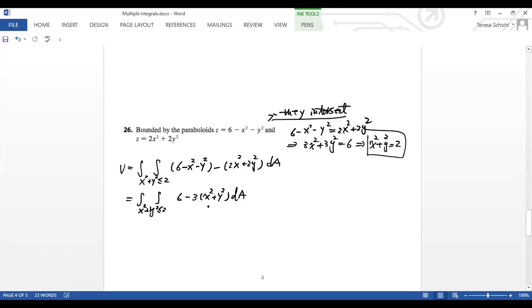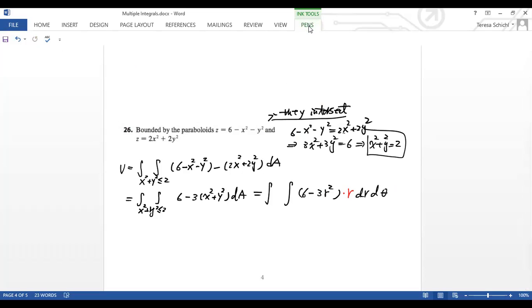Now if I use Cartesian, this one probably will be very difficult. So I'm using polars here. So 6 minus (x squared plus y squared) is r squared, so it's 6 minus 3r squared. And don't forget I need the Jacobian here, right? Now I need to decide the order; I'm going to do dr d theta.